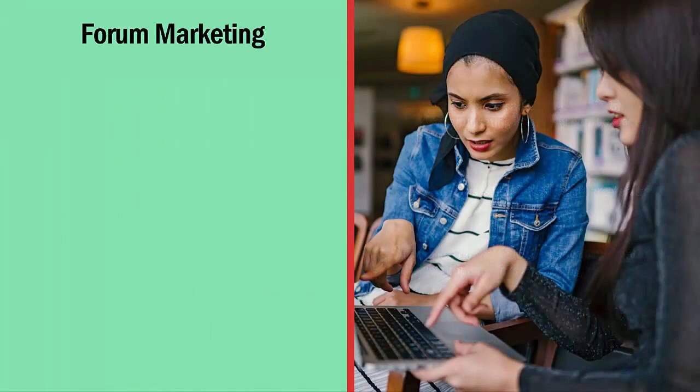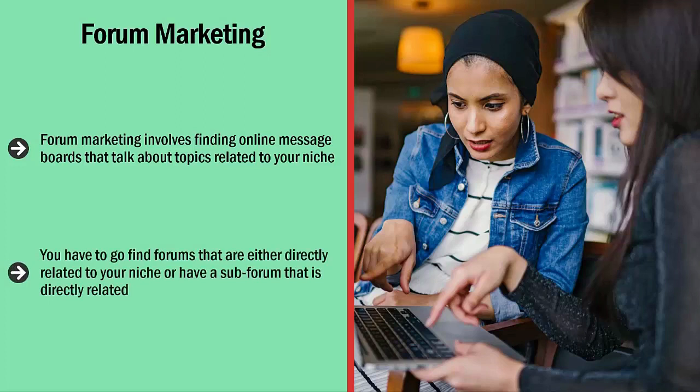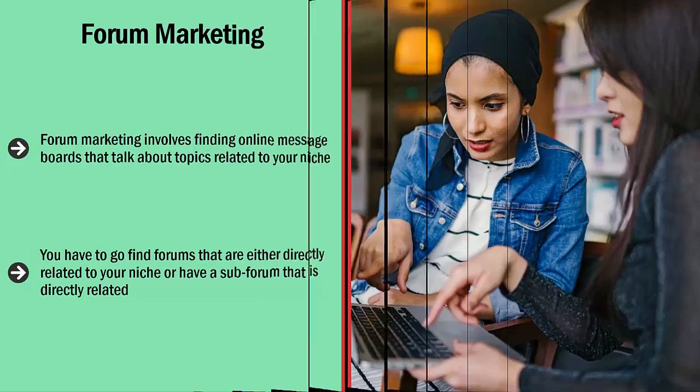Forum marketing. Forum marketing involves finding online message boards that talk about topics related to your niche. You engage with other forum members. Maybe you're asking questions. Perhaps you're answering questions. Whatever the case may be, you interact with people who are interested in your niche. You have to go find forums that are either directly related to your niche or have a sub-forum that is directly related. Similarly, you can market on forums that are directly or indirectly related to your niche.